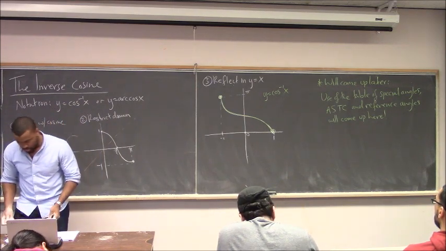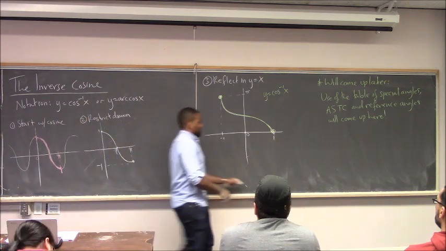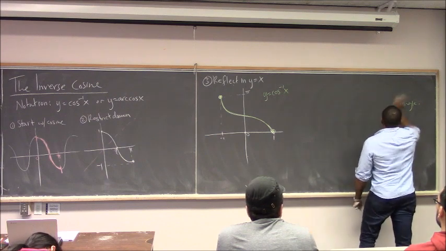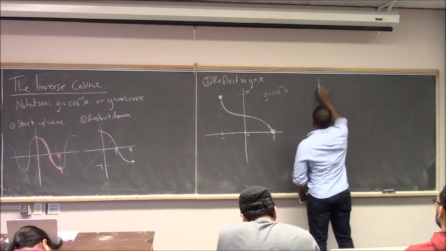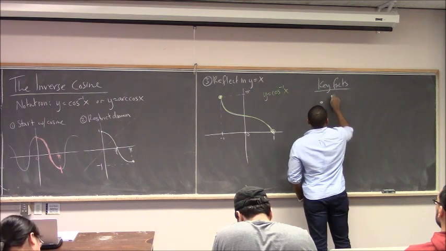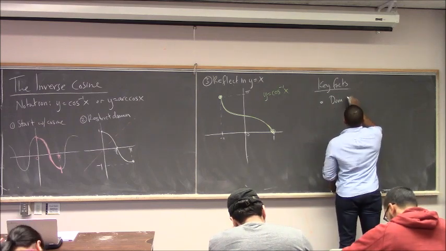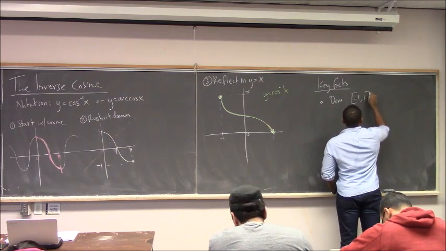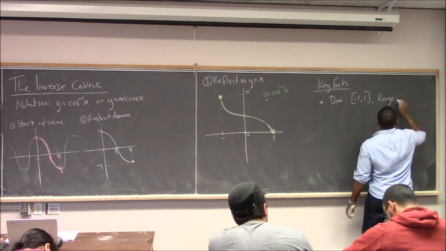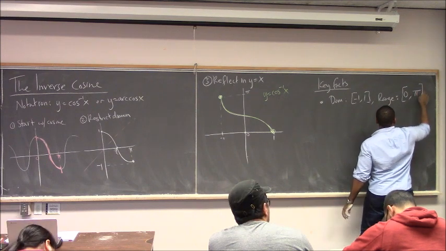I'll tell you about the facts before we move on to the tangent. So, key facts for this guy. Domain and range. The domain, again, as you can see, is -1 to 1. Range here. This guy will always output non-negative values. It will output anything from 0 to pi.